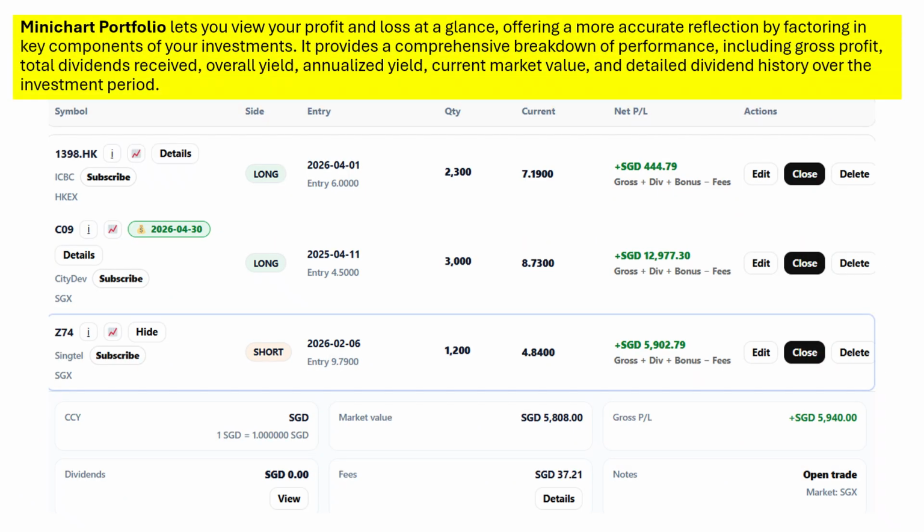Minichart portfolio lets you view your profit and loss at a glance, offering a more accurate reflection by factoring in key components of your investments. It provides a comprehensive breakdown of performance, including gross profit, total dividends received, overall yield, annualized yield, current market value, and detailed dividend history over the investment period.